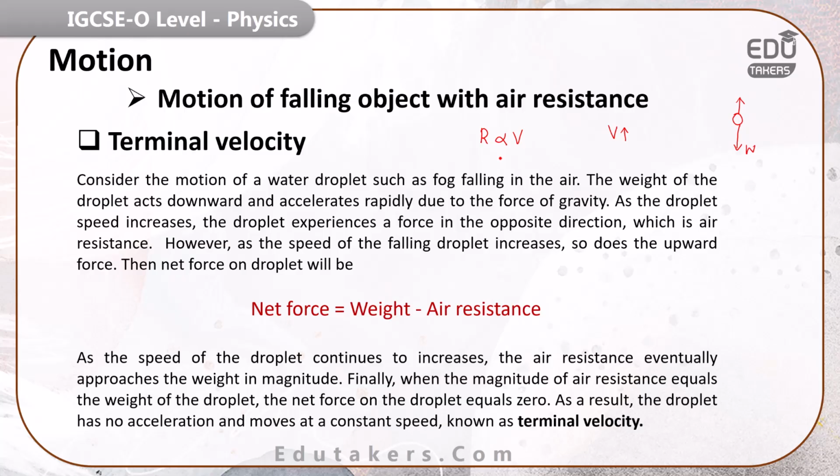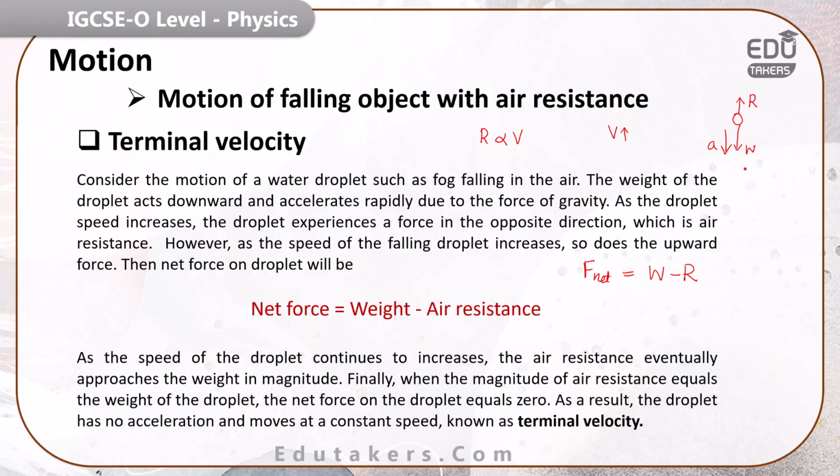So I can simply say that for all the objects that are moving in the presence of air resistance, two forces are acting here, the weight and the air resistance. So when I have to find out the total force in this case, which is also called the net force, it would be equal to weight minus air resistance. See here, all the forces that are in the direction of acceleration, as this droplet is accelerating in downward direction, these are written with positive sign.